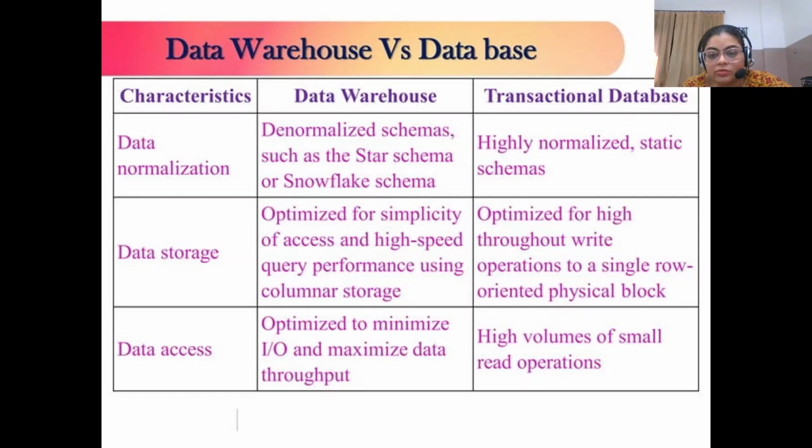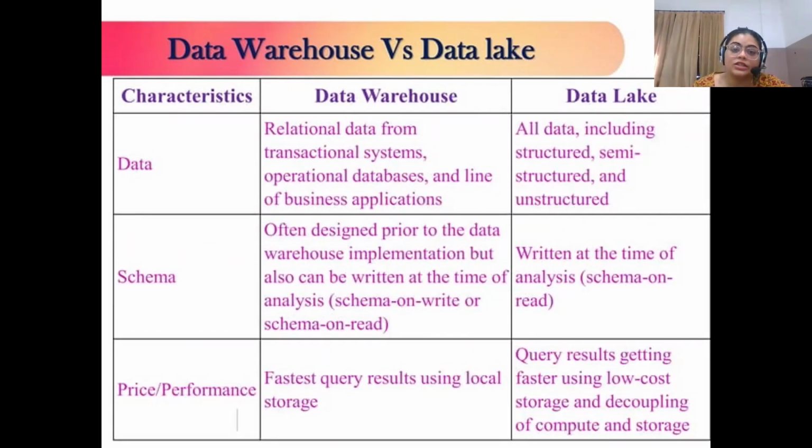But in transactional databases, optimized for high throughput, write operations go to a single row in a physical block. As for data access, a data warehouse is optimized to minimize input/output and maximize data throughput. But in a transactional database, high volumes of small read operations are performed. As for data, relational data from transactional systems, operational databases and line of business applications is used. In a data lake, all data including structured, semi-structured and unstructured data is stored, as you can see.